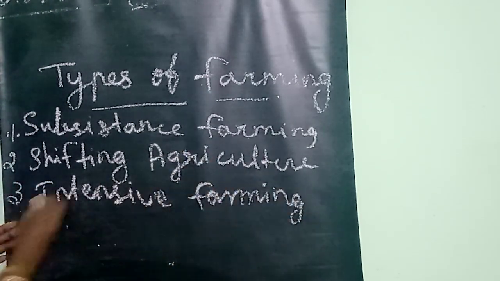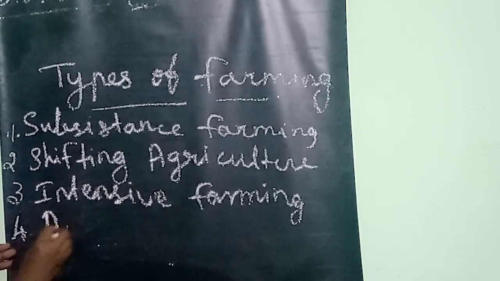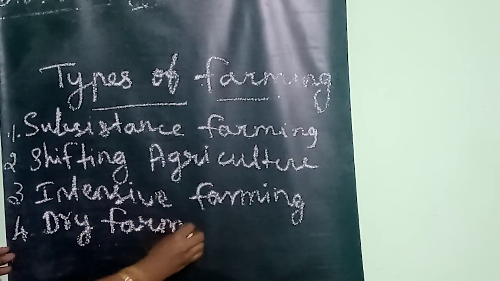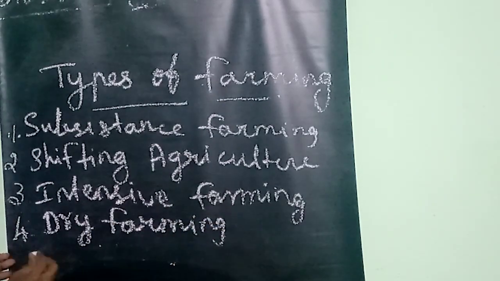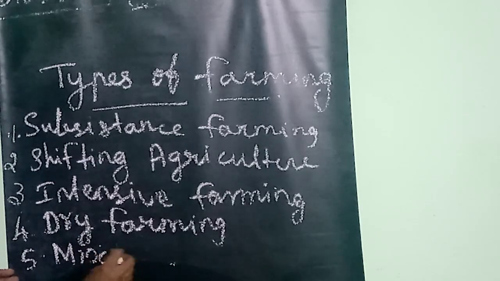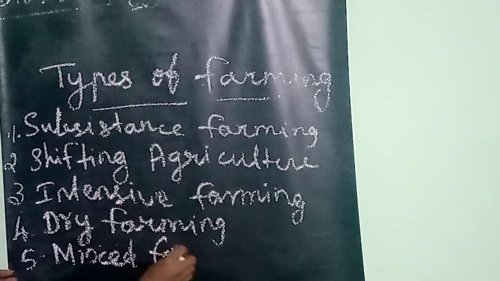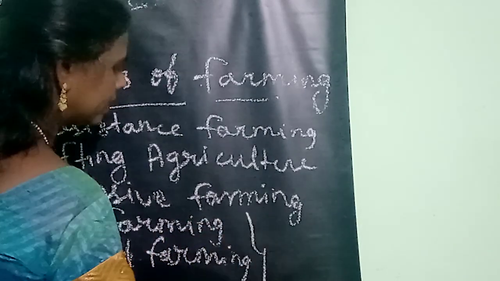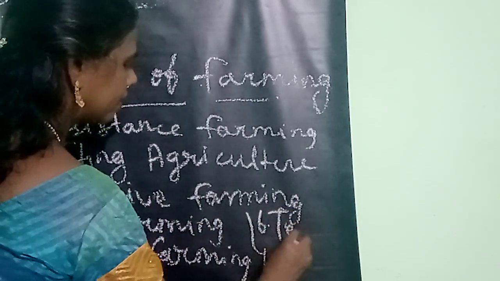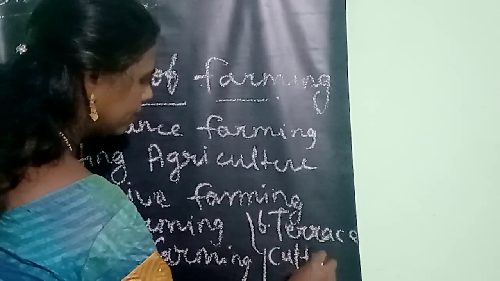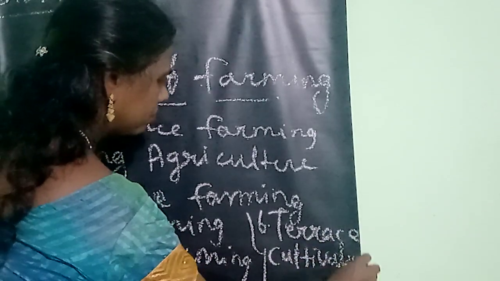Intensive farming. Fourth one is dry farming. Fifth one is mixed farming. And the last one, sixth one, is terrace cultivation.